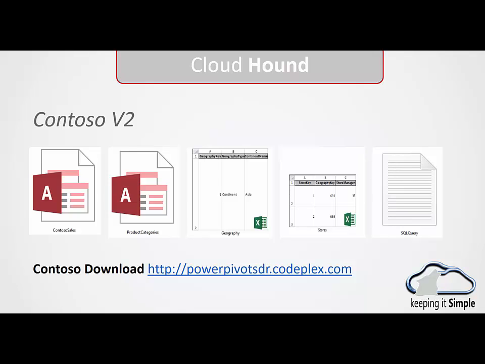Whichever version of Contoso you choose to download, the next step is to build your data model, and this is what I'm going to do next. The data tables I'm going to be using are all Contoso sales and product categories, Access database tables. I should also be making use of Excel geography and stores spreadsheets. Now I've covered the preliminaries, let's return to Excel.